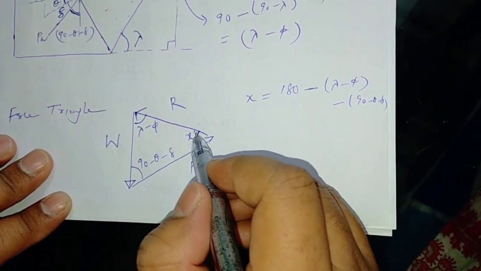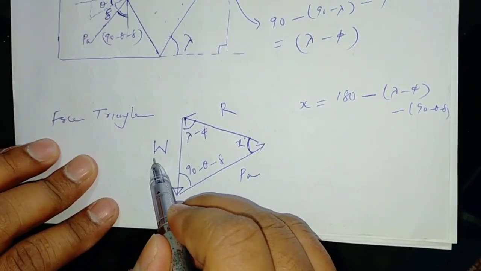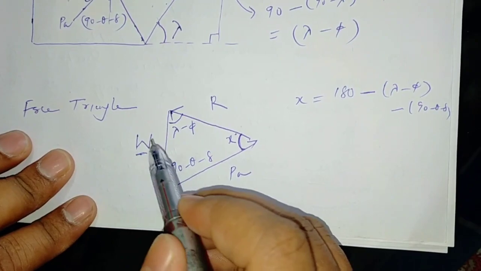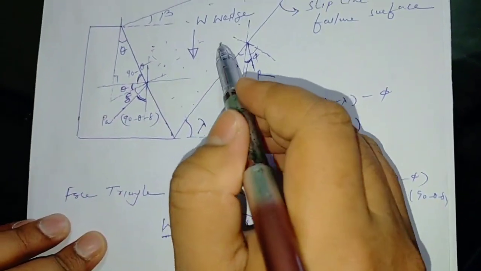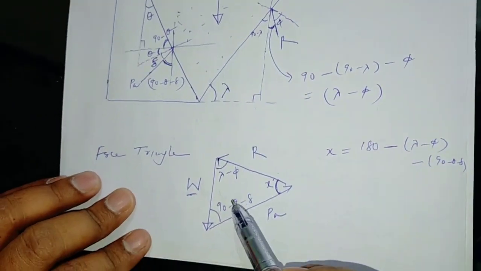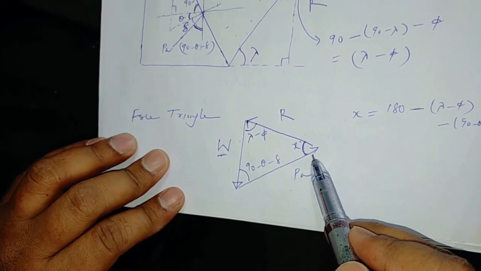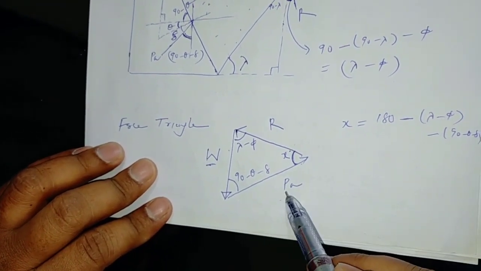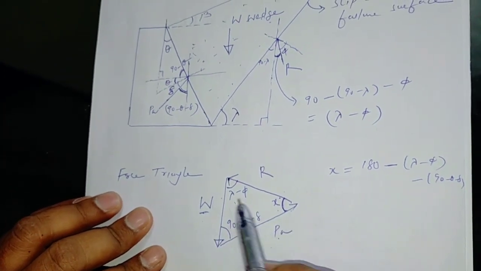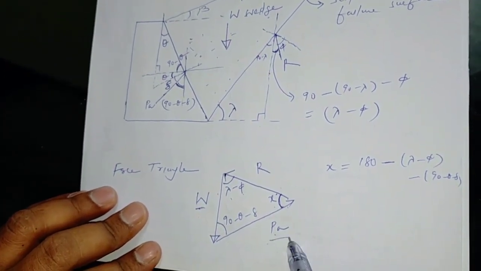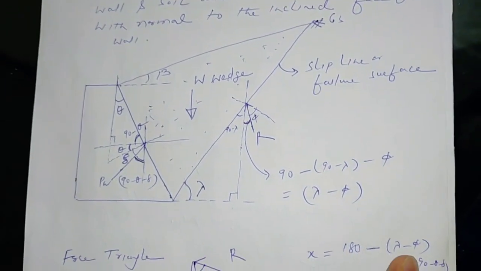Once we compute this angle, with the help of sine law, we have already computed W, the weight of the wedge, which is the area of this wedge times the unit weight of the soil. So the weight of the wedge is known. We have to compute PA. So W by sine X is equal to PA by sine lambda minus phi. X is known, W is known, lambda minus phi is known. So we can compute the value of PA with the sine law.